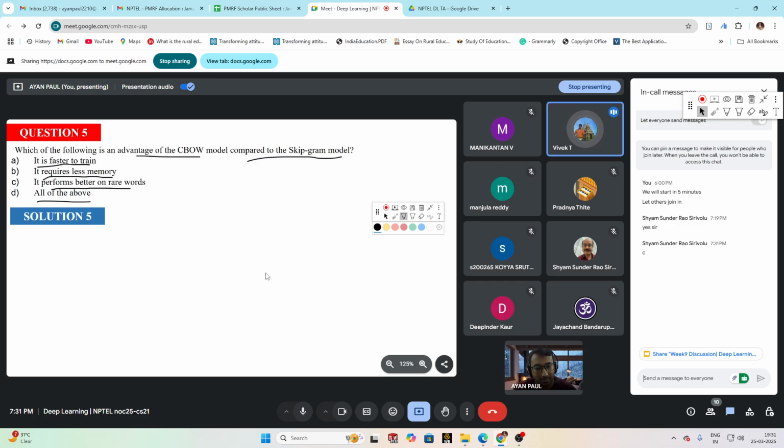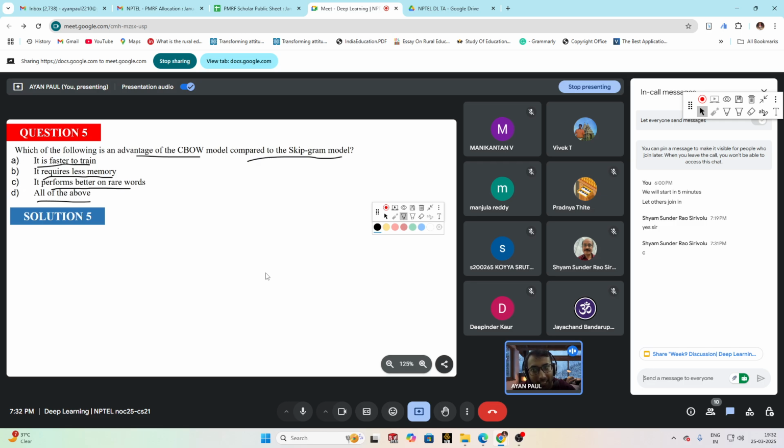Context to word is the CBOW model, and word to context is the skipgram model. Yeah, absolutely. If I just focus on the output layer, which model will occupy more memory, CBOW or skipgram? Skipgram will occupy more memory, right? Because here we are interested in finding the context. A word can have many contexts, but a context will have only one word, like that you can imagine.